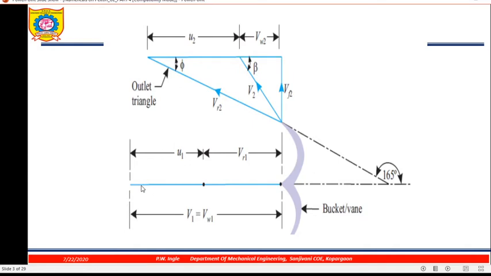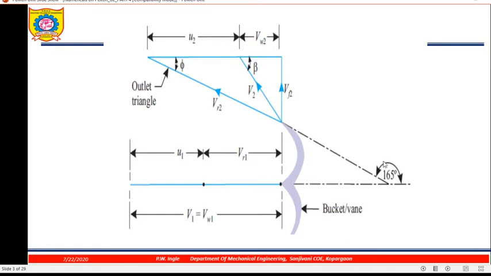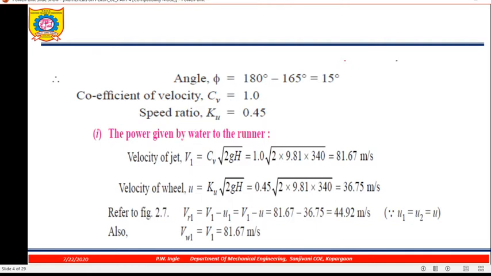Velocity angle: we know that at inlet it is a straight line. At outlet there will be Vr2, U2, V2, Vw2, all components. So the angle of deflection is given; this is the angle of deflection, 165. This complete angle is 180 degree. That's why 180 minus 165 is nothing but the phi angle. So how much it is? Phi angle is 15 degree. Coefficient of velocity Cv equal to 1. Speed ratio Ku equal to 0.45.